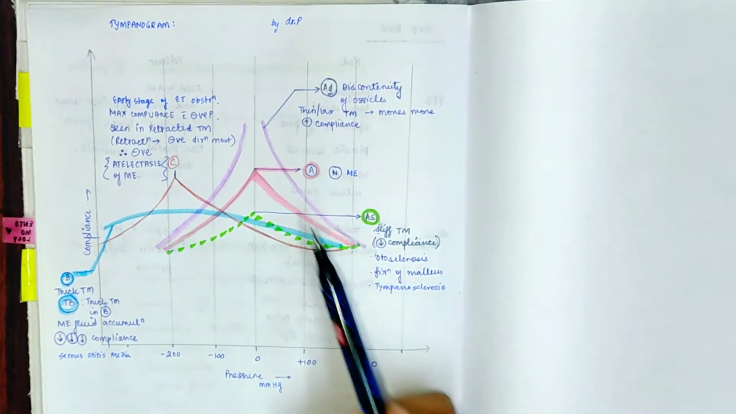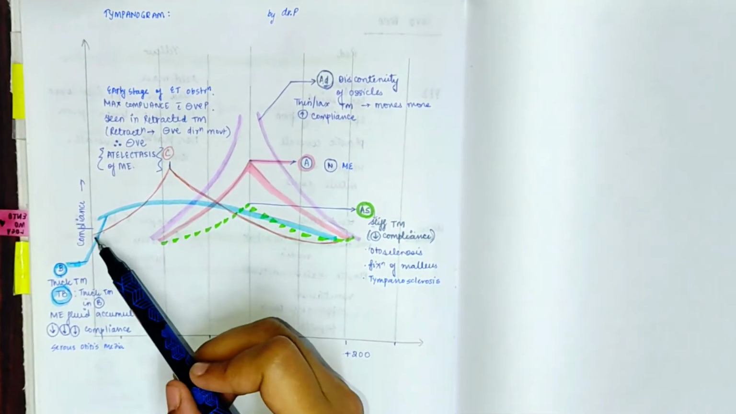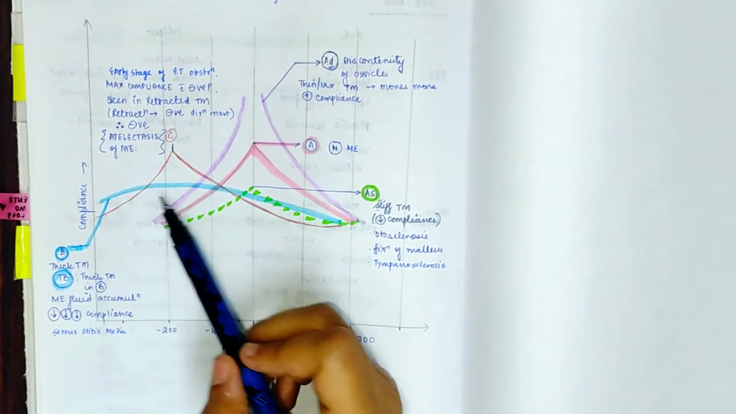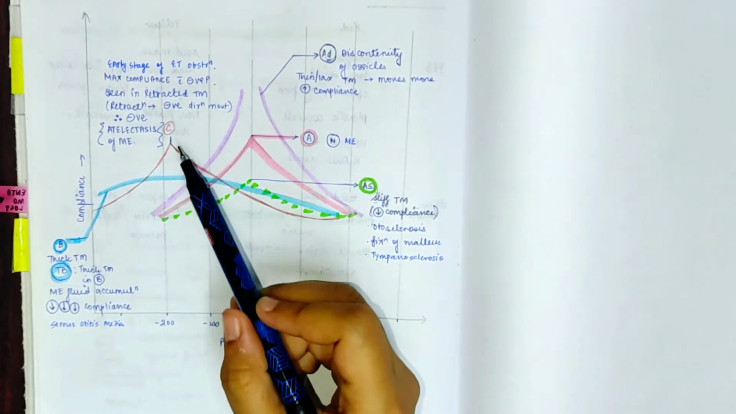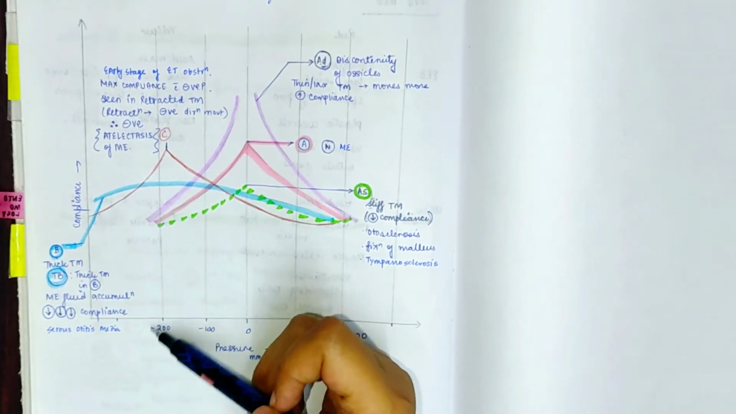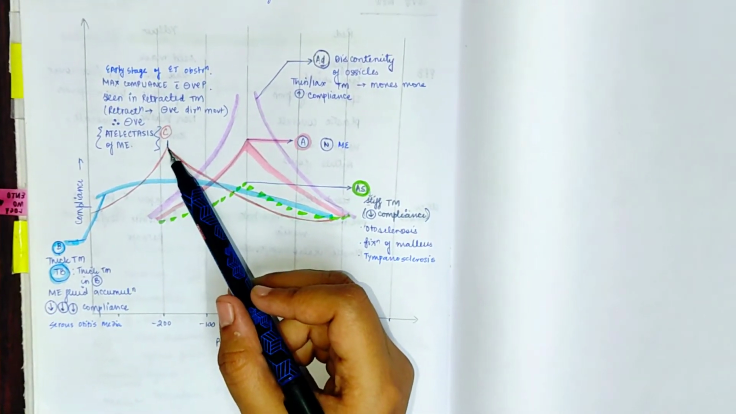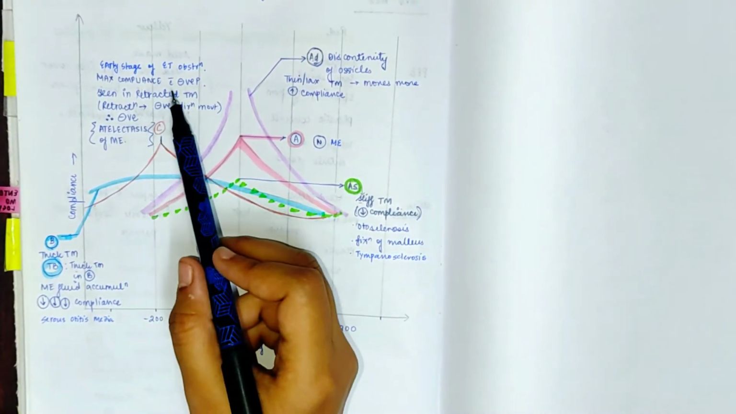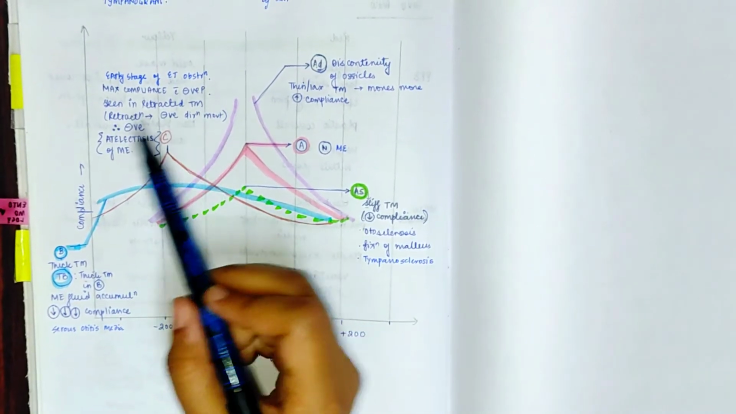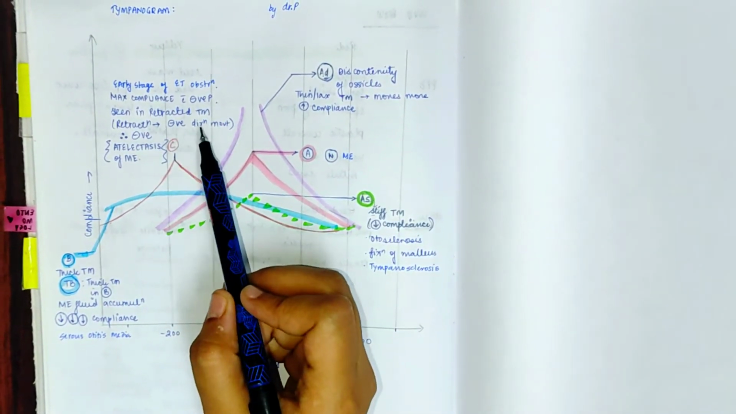A is normal. Now, moving on to the left, we have two graphs here. One is C and one is B. So first, we will talk about C. Here, there is a negative peak. The peak is almost around negative 200. So here the maximum compliance is at a negative pressure. This is seen in a retracted tympanic membrane.